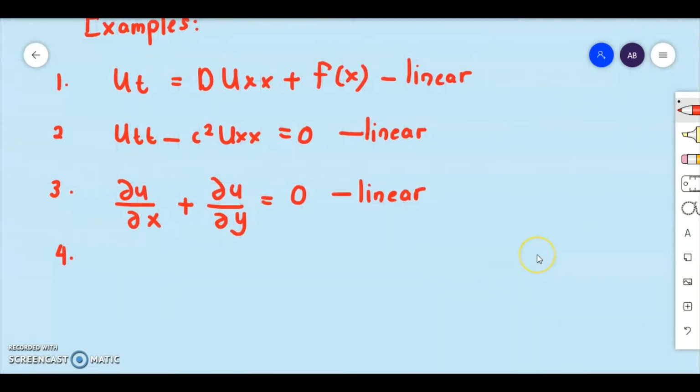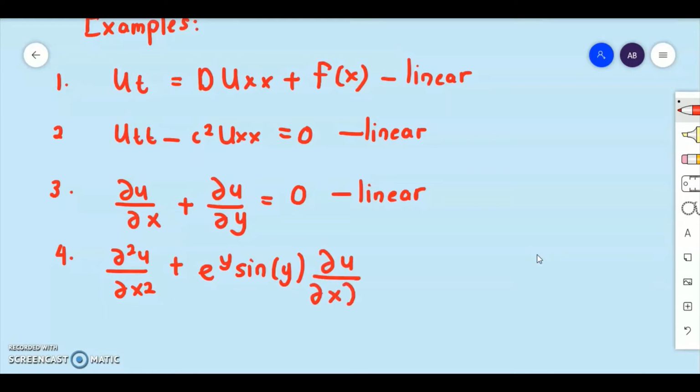Now let's look at the next equation here. Partial squared u over partial x squared plus e^y sin y partial squared u over partial x partial y equals u. Now in this example here, is this linear or nonlinear? My unknown function u does not appear anywhere inside a nonlinear term. So that's okay, this is also a linear PDE.